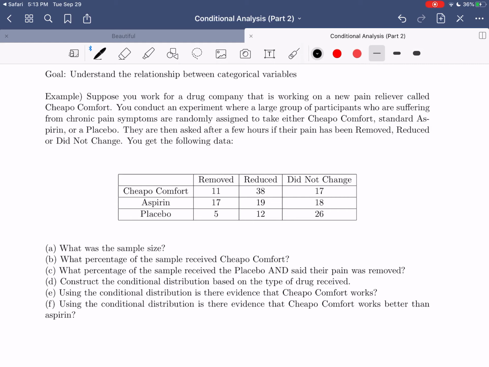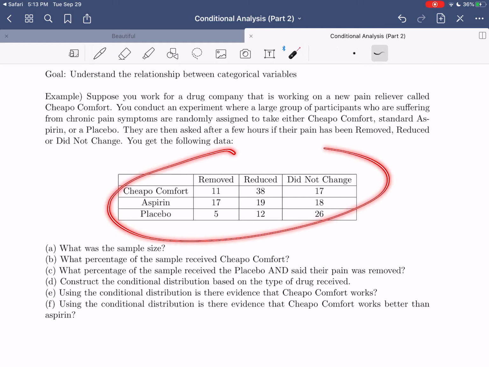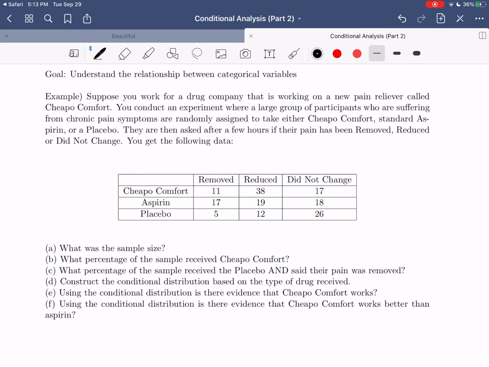As we discussed in the previous video, the first thing we always want to do when we see a two-way table is fill in, if they're not there already, the totals. So let's go ahead and get the row totals. We'll add those up. So we'll do 11 plus 38 plus 17. And it looks like the first one we should get is 66. Then 17 plus 19 plus 18, 54, and then 5 plus 12 plus 26, 43.